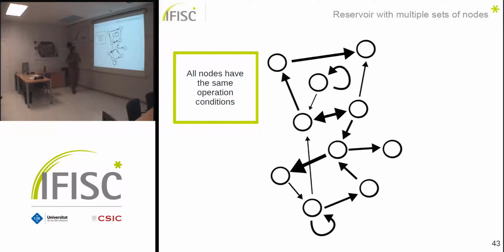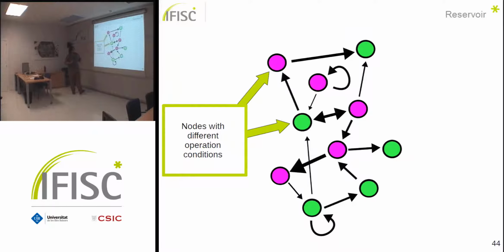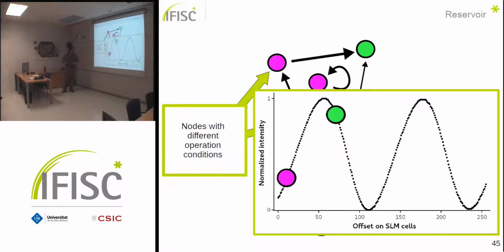What we do is we separate the nodes of the reservoir into two sets, probably of the same size. And we make one set work with one set of parameters, and the other set work with a different set of parameters. In practice, what we do is we change the phase offset on the nodes.